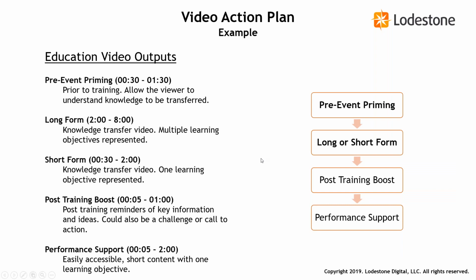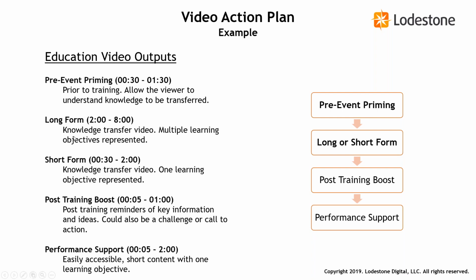So some of the educational video outputs, here's some details. So for instance, pre-event priming could be videos between 30 seconds and 1.5 minutes. This is prior to training, and they allow viewers to understand the knowledge to be transferred.